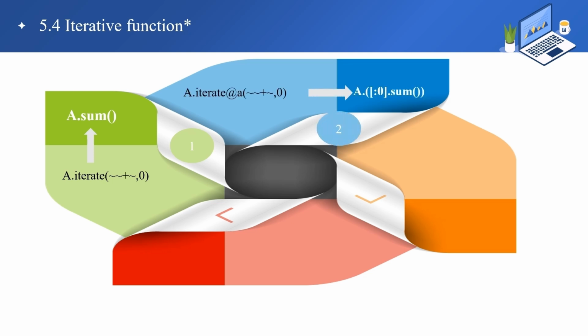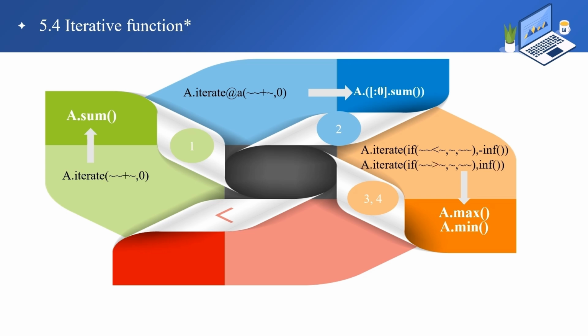2. At A retains the results of each round of calculation, that is, the cumulative value from the beginning to the current member, which is equivalent to the loop function A.0.sum. 3. Inf is infinity, negative inf is negative infinity, which is the minimum number. In each cycle, if the current member tilde is larger than tilde, it is replaced, and the final result is A.maximum. 4. This is similar to the previous one, and we'll get A.mean. 5. After analysis, we can see that it will be calculated as A.count.